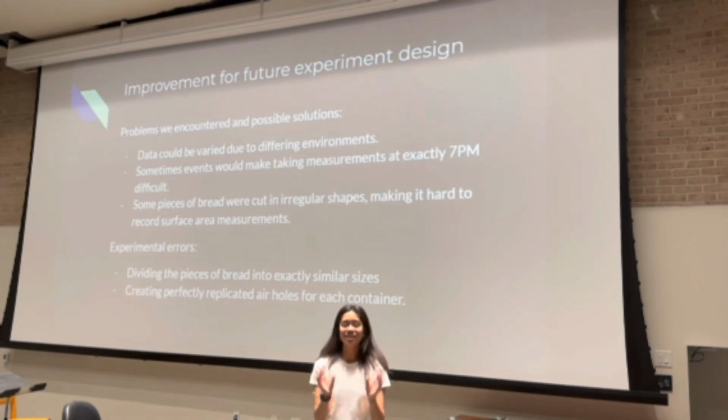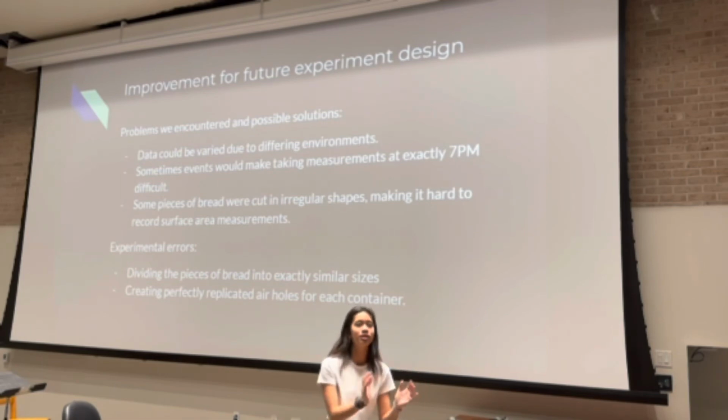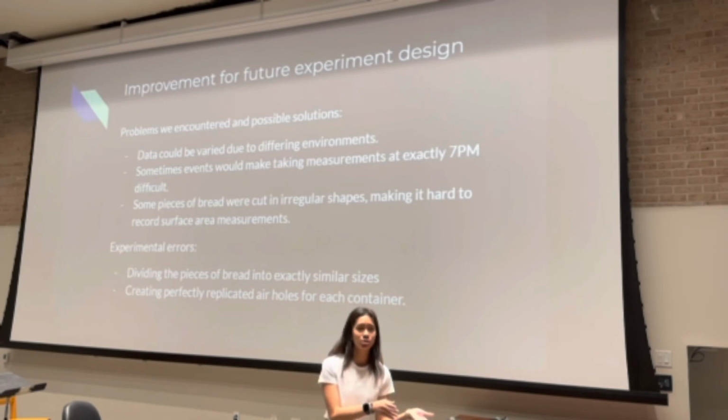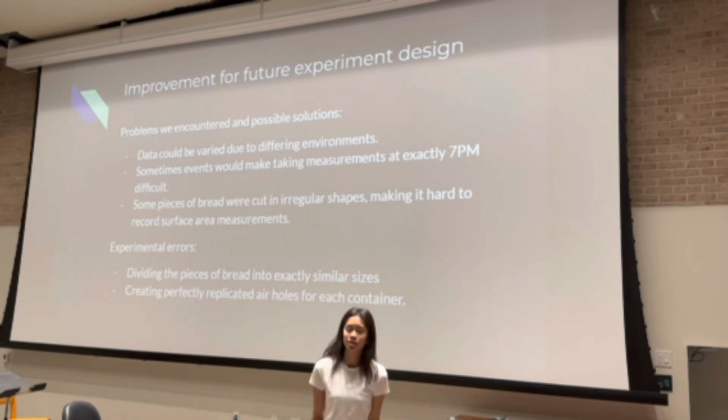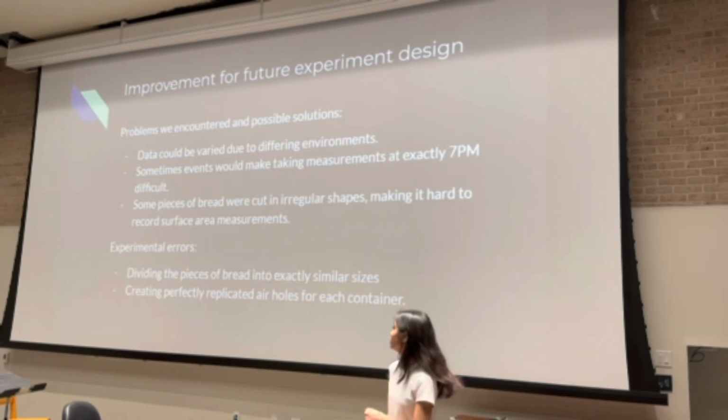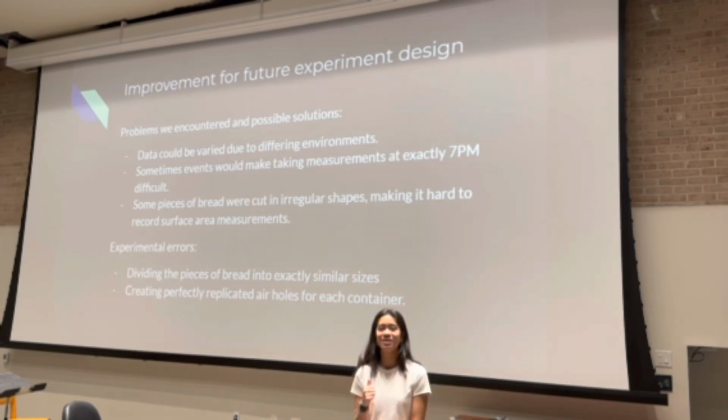And lastly, the way we cut the bread varied. The 0% calcium propionate was definitely bigger than the 5% calcium propionate, and the 5% was definitely denser than the 0%. So when we were taking our measurements, the percentage of bread mold on the 0% would be different than on the 5%. That's something that we could fix, by dividing the pieces of bread evenly and creating perfectly replicated air holes, because they were kind of lopsided.